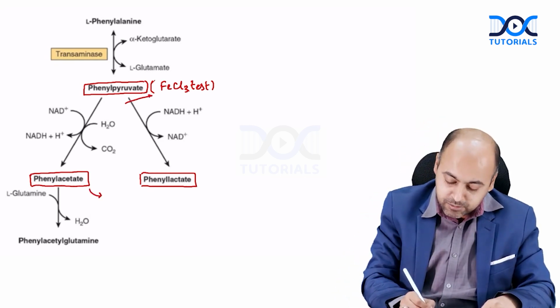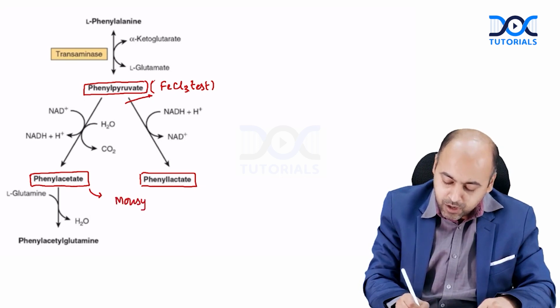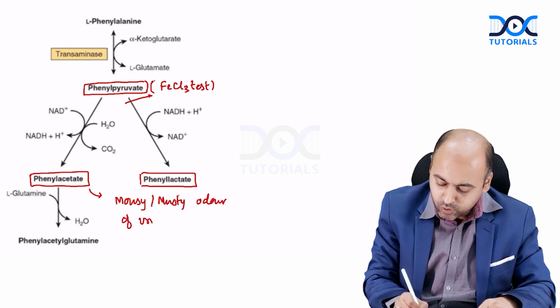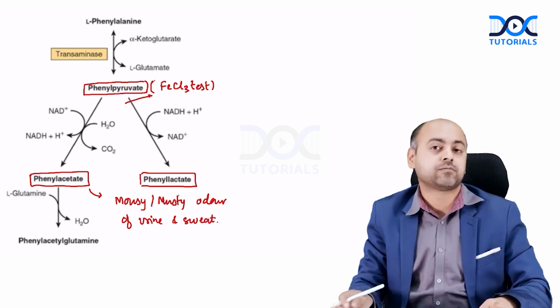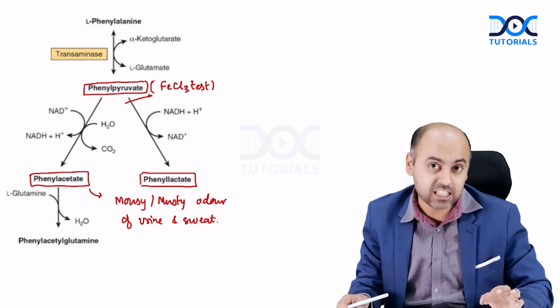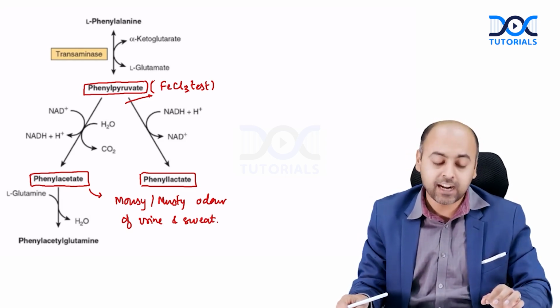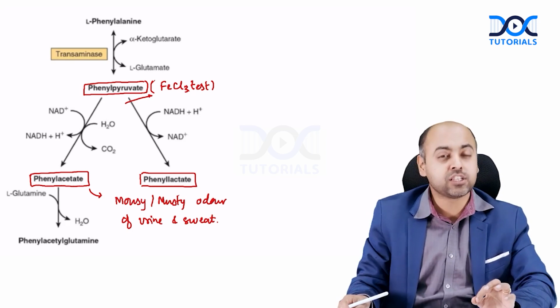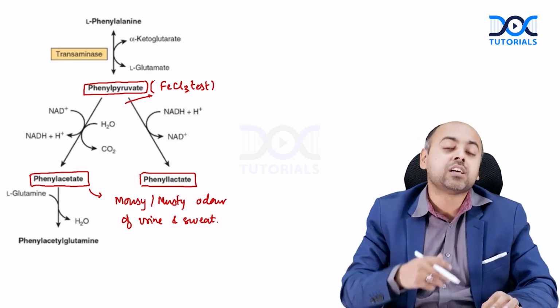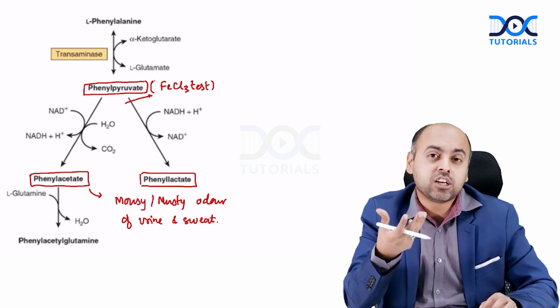Phenyl acetate is the substance which is responsible for the mousy or musty odor of both the urine as well as the sweat. Okay, so mousy or musty odor is due to the presence of phenyl acetate in the urine, and the phenyl pyruvate will give the positive test with the ferric chloride. These three compounds are neurotoxic. They are causing the neuronal damage.